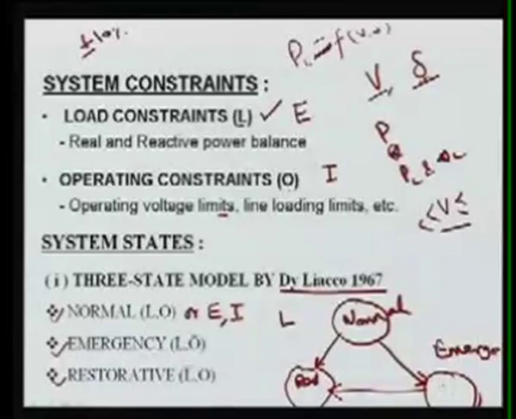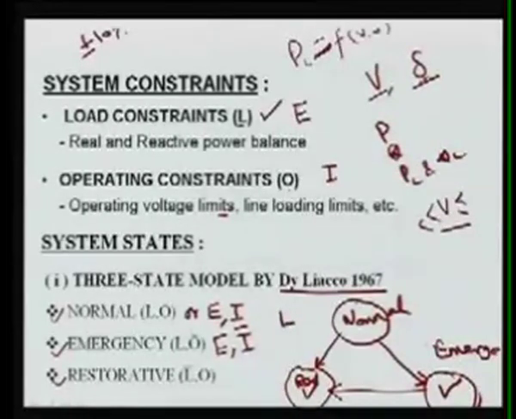Now if your system is moving in a different way, suppose there is a contingency, a critical contingency, there are possibilities that after that outage the system may go into the emergency state or the restorative state. In the emergency state, your load constraints or equality constraints are satisfied, but the inequality constraints are not satisfied, which means there are violations of your operating constraints. If this happens, then it is known as the emergency state.